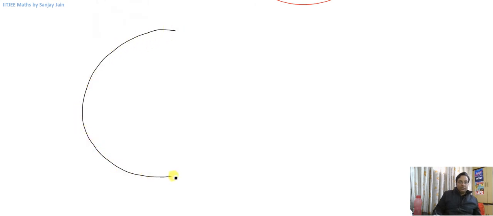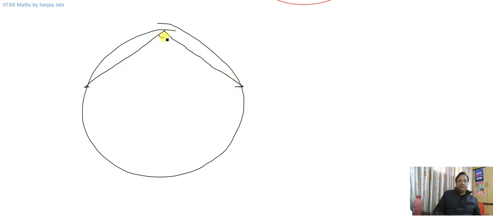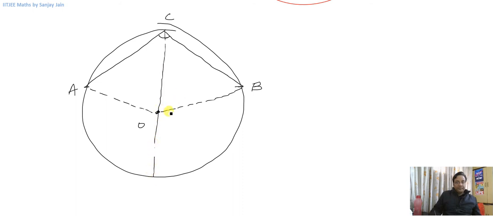Let us say this is the circle in question, and this time this is the arc, and this is an angle subtended at the circumference, and let this be the center. So if I join these, this is A, this is B, and let this be C. If I join these O and C and look at this angle here, look at this angle. Okay, let me join this also.